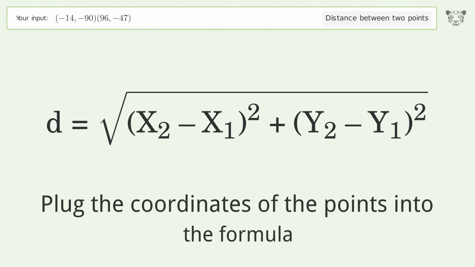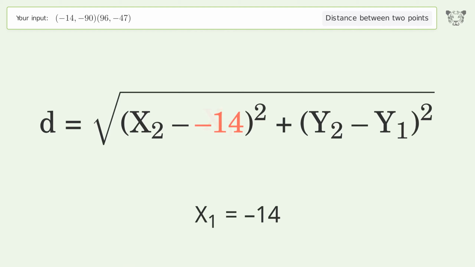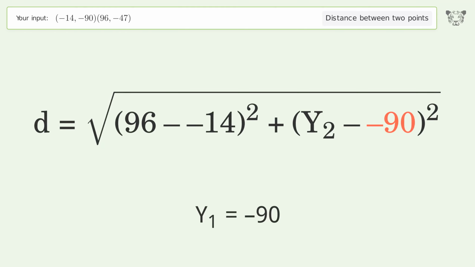Plug the coordinates of the points into the formula. x1 equals -14. x2 equals 96. y1 equals -90. y2 equals -47.